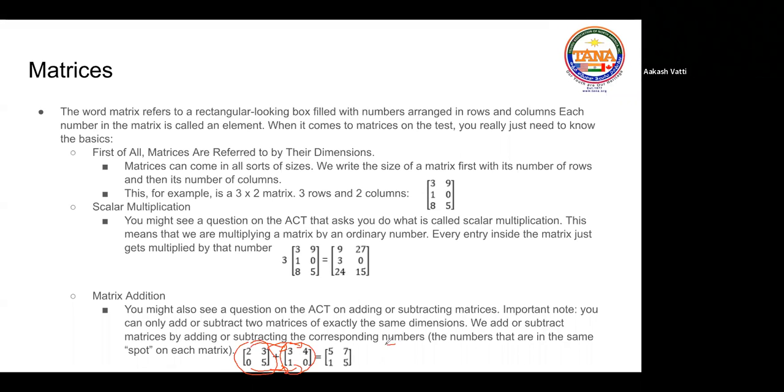So in reality, what you're doing is you're taking this and you're doing 2 plus 3, because 2 is over here and 3 is over here. And then your next entry, 3 plus 4, 0 plus 1, and 5 plus 0. And that is the resulting matrix, which is 5, 7, 1, 5. And that's how you do adding for matrices.